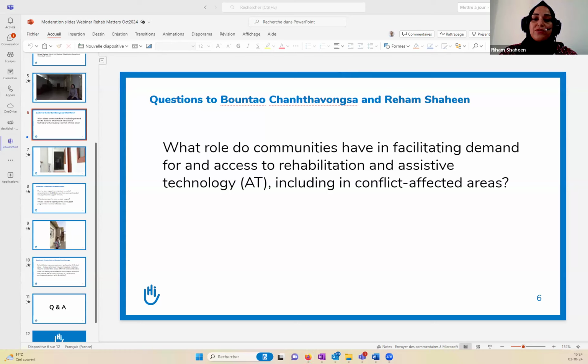In addition, raising awareness of the affected population about the locations of services is important, because in many contexts the cause of limited access to assistive technology and rehabilitation is the lack of access to information. So here the community plays really an essential role. In addition to that, in the Middle East, I see that the role of the community is essential in identifying the needs.